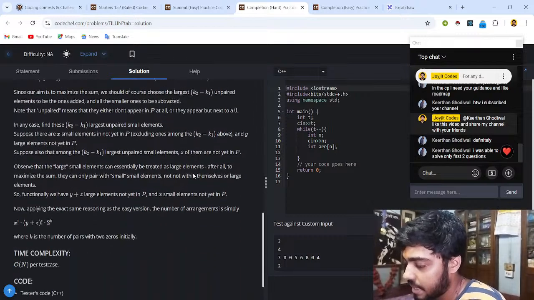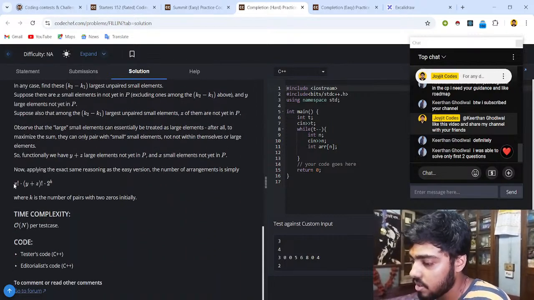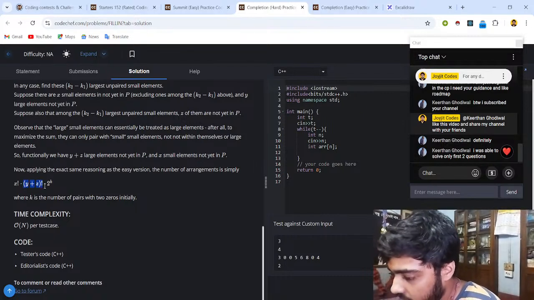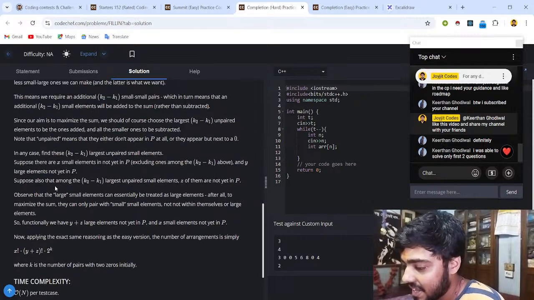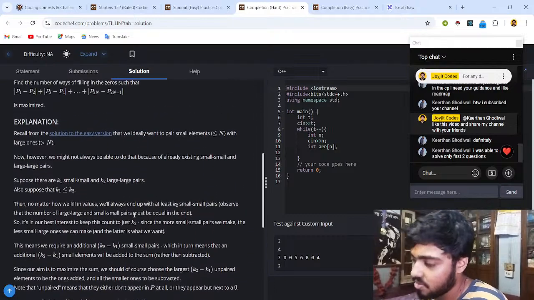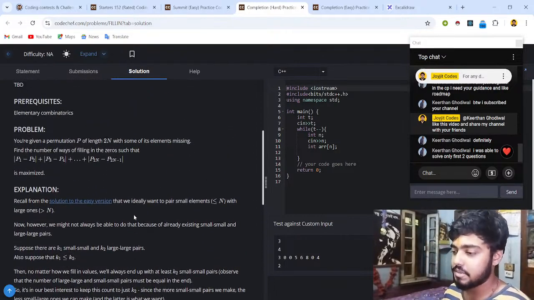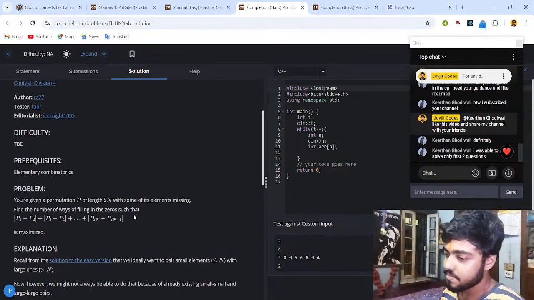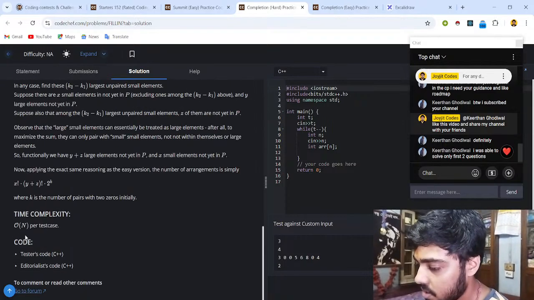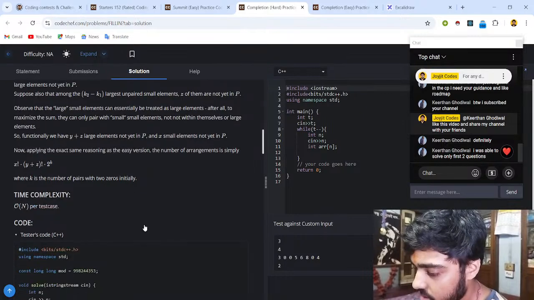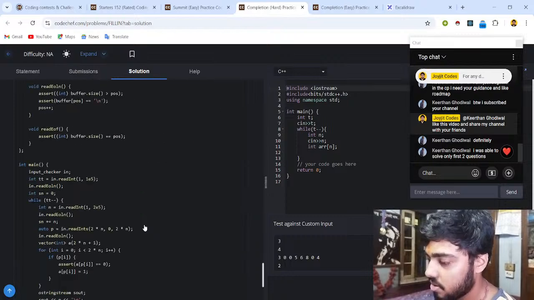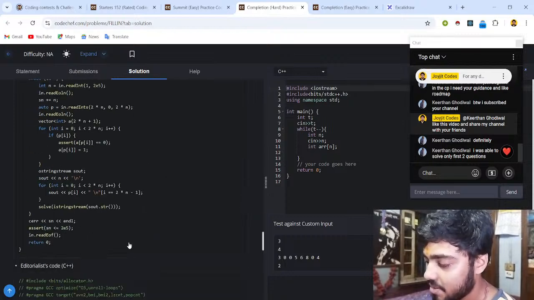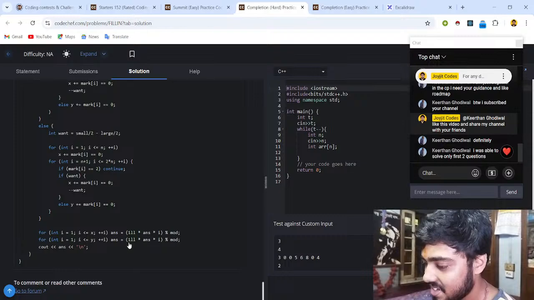It was normal mathematics only, because we can see that it's x factorial into y plus z factorial. I don't know what the heck y plus z is, but I know what x is basically, using that. So you can look at the code also. I'll go for the tester's code. Now, the tester's code is very long, so I won't look at it. Look at the editorial's code only. Yeah, this is shorter.